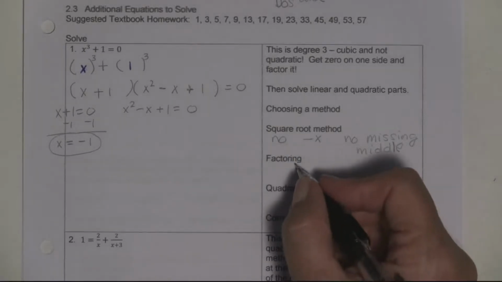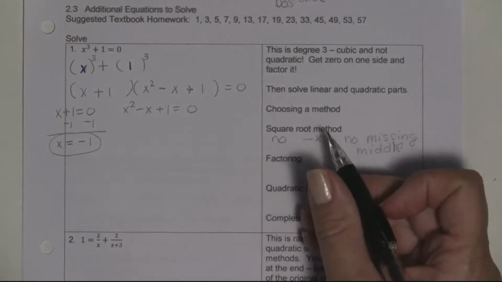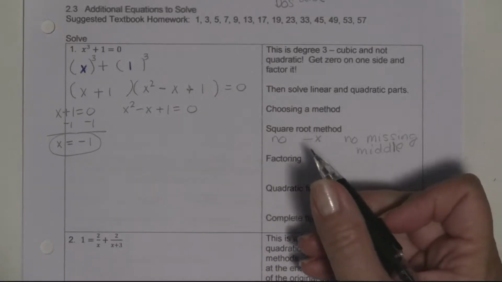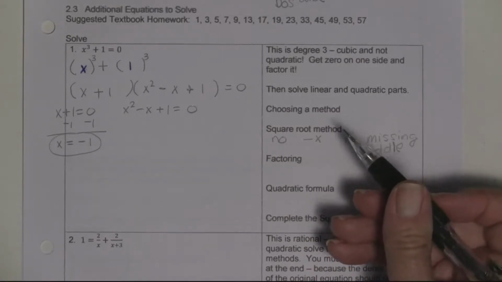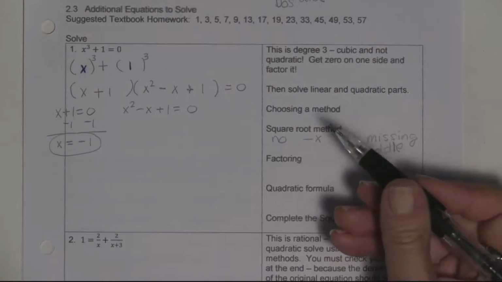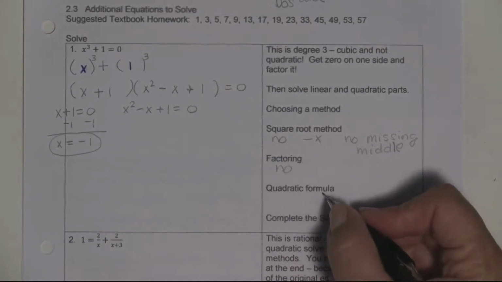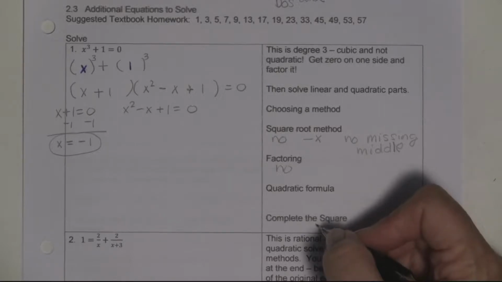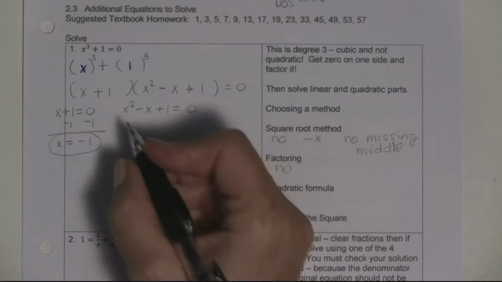Okay, can you factor it? Well, we already learned that that trinomial is prime. You can try to factor it right now, but because it came from the formula of the sum of cubes, we know it's prime. It won't factor. So no. So that leaves me with nothing left other than the quadratic formula or completing the square. And you can complete the square. It works on all of them. So if you love it, go ahead.